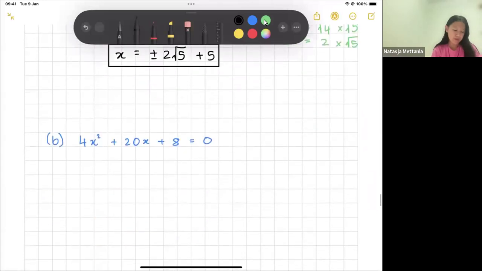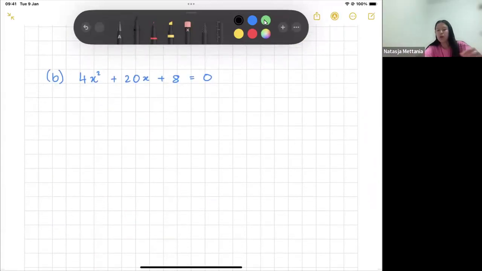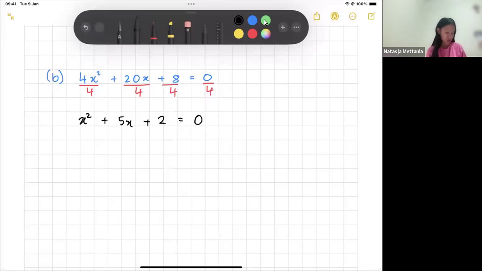Let's go to question B. Question 4, make it a monic quadratic equation. So let's look at it. In front of the x squared, it's a 4. How do I make it monic? I need to divide each term by 4 to get rid of that 4 from the 4x squared. What I am left with here is x squared plus, what's 20x divided by 4? 5x. 8 divided by 4 gives me 2, equals 0.